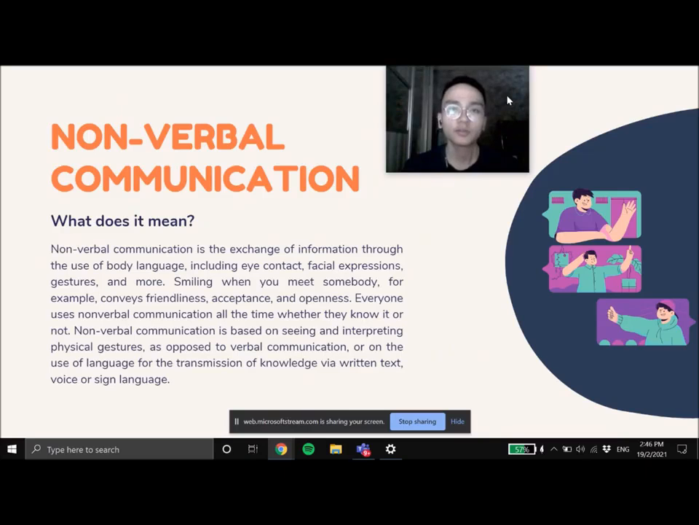And nonverbal communication is the exchange of information through the use of body language, eye contact, facial expressions, gestures, and more. Smiling when you meet somebody, for example, conveys friendliness, acceptance, and openness to the other person. Everyone uses nonverbal communication without actually knowing it, because nonverbal communication is based on seeing and interpreting physical gestures, as opposed to verbal communication, which is the use of language for the transmission of knowledge via written text, voice, or sign language.